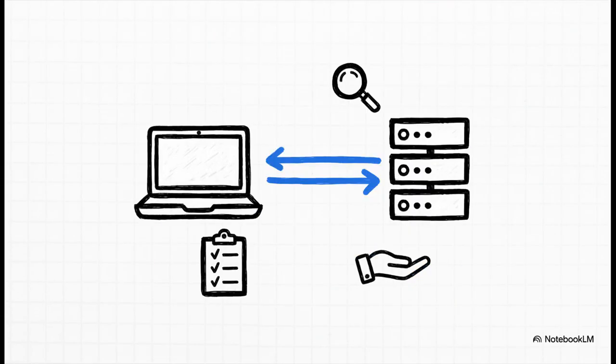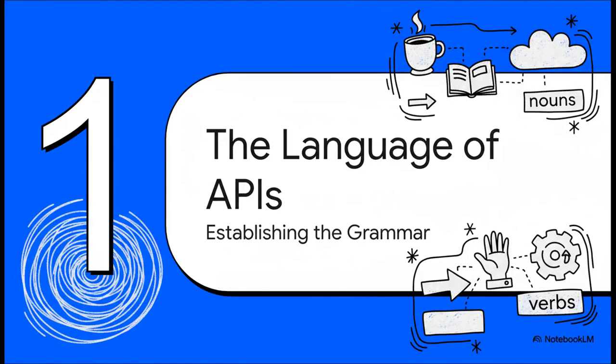A great API isn't a puzzle at all. It's a well-designed conversation. It has clear rules, it's predictable, and maybe most importantly, it actually helps you out when you get something wrong. So if we're going to have a good conversation, we need a shared language, right? We need some basic grammar. And for APIs, that grammar really comes down to two super simple things: nouns and verbs.